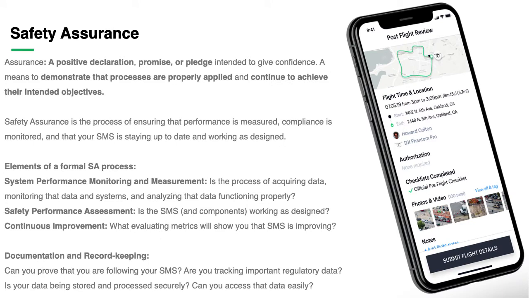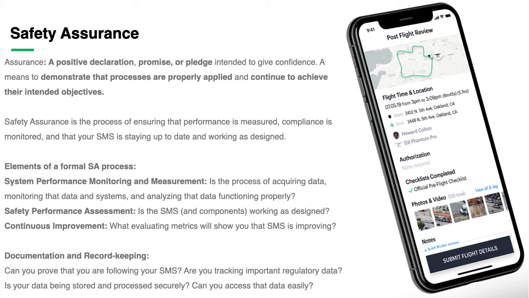So the third component is safety assurance, and this is a promise or a pledge or a declaration intended to give confidence and demonstrate that processes are properly applied and continue to achieve their intended objectives. So safety assurance is the way that you measure and monitor that the rest of the SMS components are working as they should. Safety assurance means that you should be confident and have the ability to be confident in your drone program and in the safety policies and procedures that you have in place, and that it's working as designed.